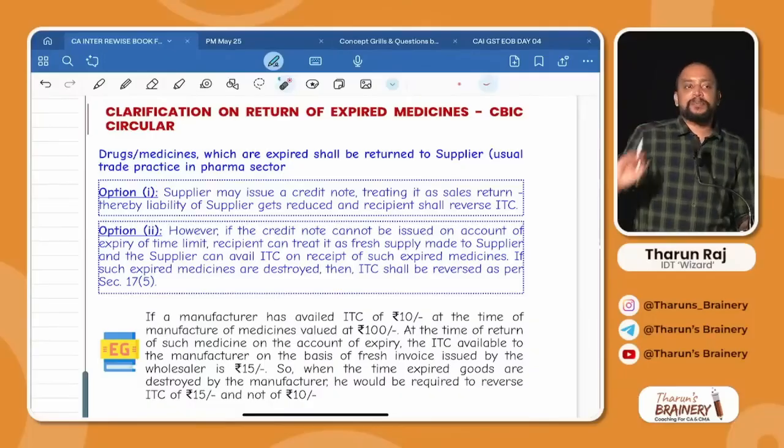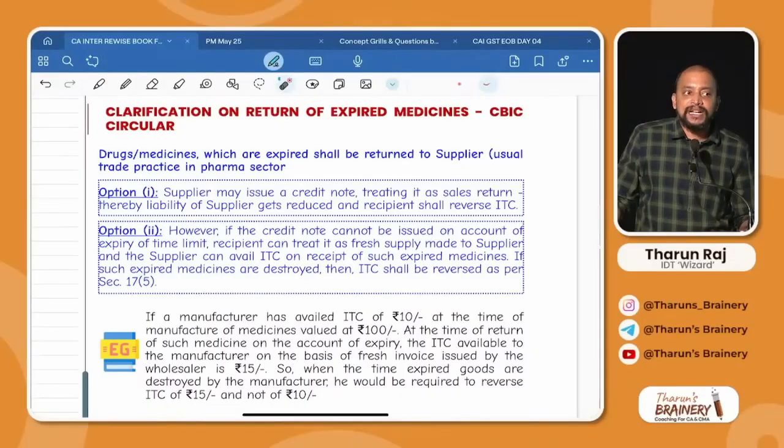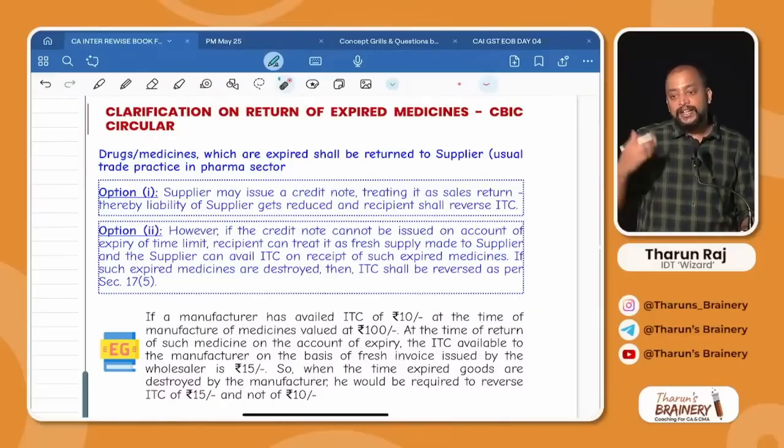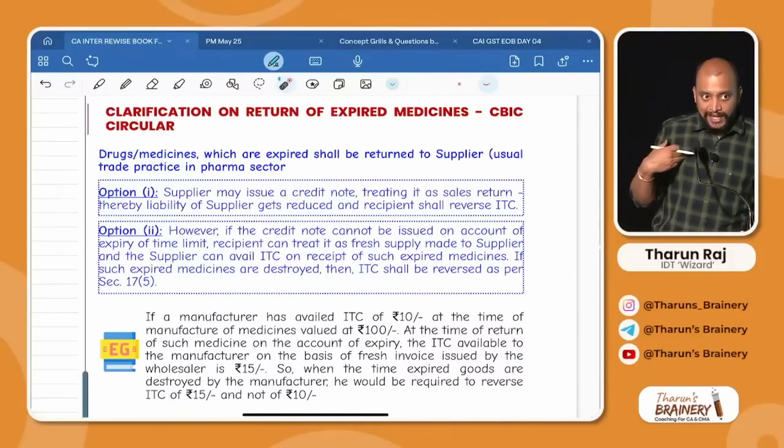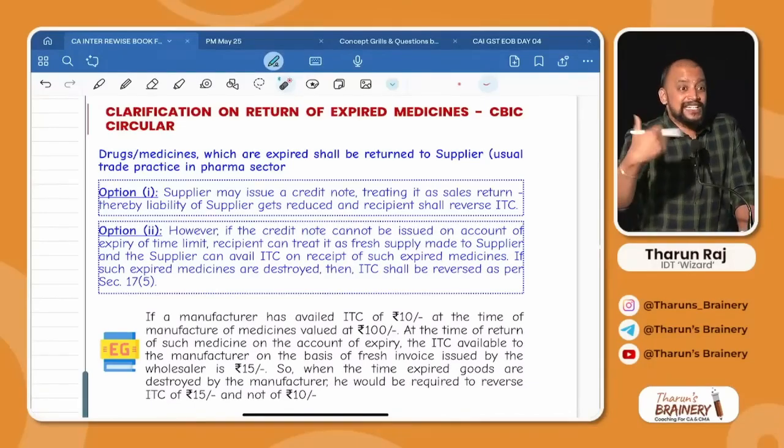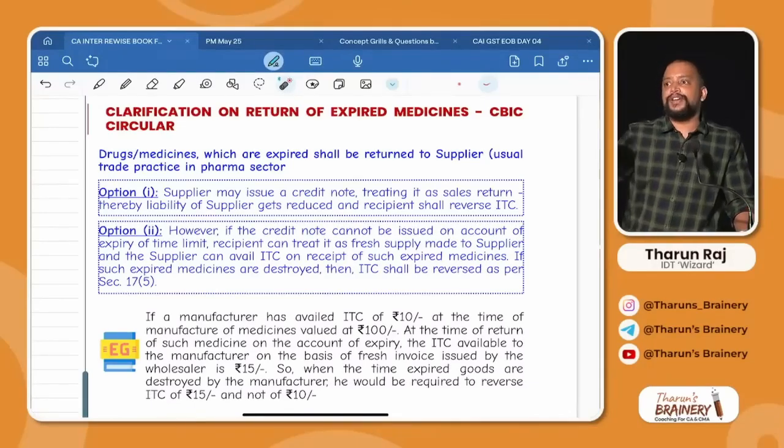Now the medicines are expired. What you will do with respect to that expired medicines? You will return to me. When you are returning to me, what is the treatment in that case? In that case, I will be issuing you a credit note, because it is like a sales return. I will be issuing a credit note.